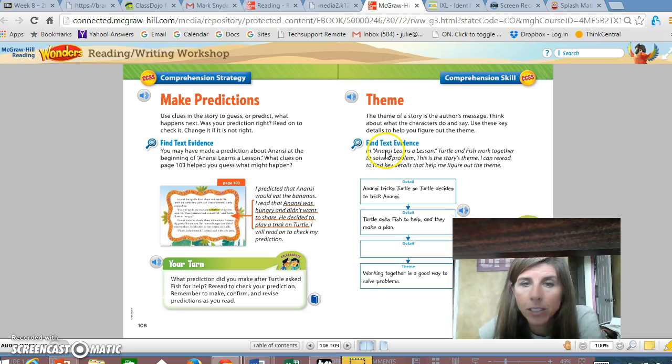So, for instance, in this story, Nancy learns a lesson. Turtle and fish work together to solve a problem. This is the story's theme. So what you're going to be doing is filling out a graphic organizer that has detail, detail, detail, and then a theme down here. And the theme here is, working together is a good way to solve problems. So you're going to decide the theme because of the details. So here you're going to put the details of why you came up with that theme. Sometimes there's more than one theme in a story, but you have to back it up with details.